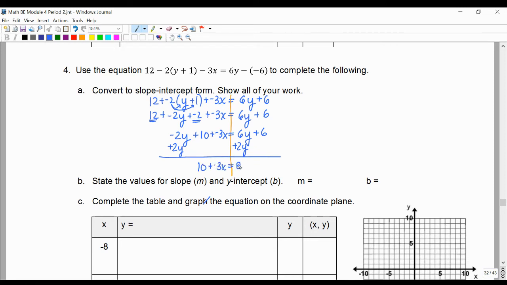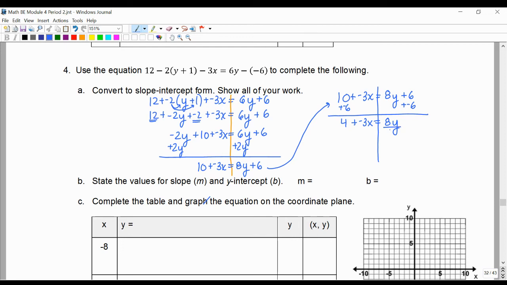6y plus 2y is 8y plus 6. And I'm going to fix that. That is a small minus sign there. Okay, so we have 10 plus negative 3x equals 8y plus 6. Add negative 6 to both sides. And then everything gets divided by 8, and we will clean up our answer.